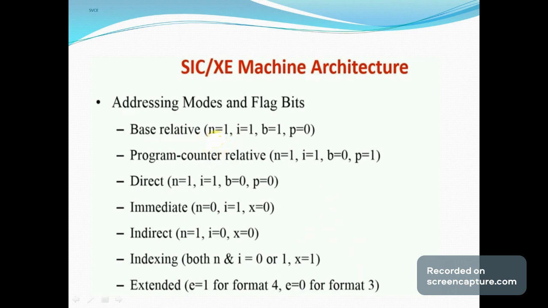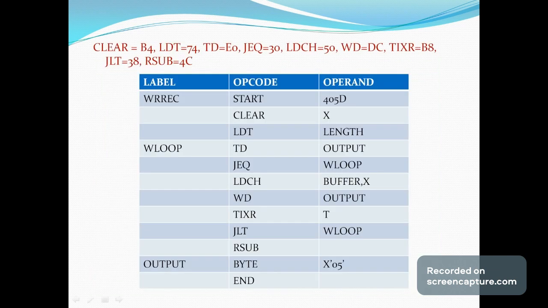SIC machine architecture consists of addressing modes and flag bits. There are addressing modes like base relative, program counter relative, direct, immediate, indirect, index, and extended. For all those, particular flag bits were mentioned.